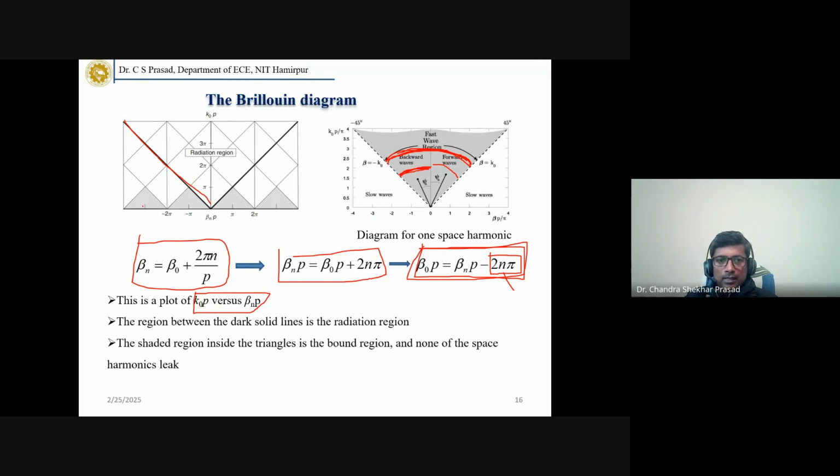Here there are some triangles. If you have your data in this region, that means your wave is bounded to the structure, so you will not get radiation. So this is only the radiating area. We have to design so that our dispersion diagram has data in this region. Then we'll have a leaky wave.